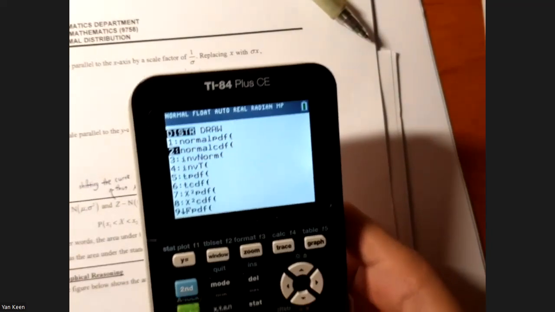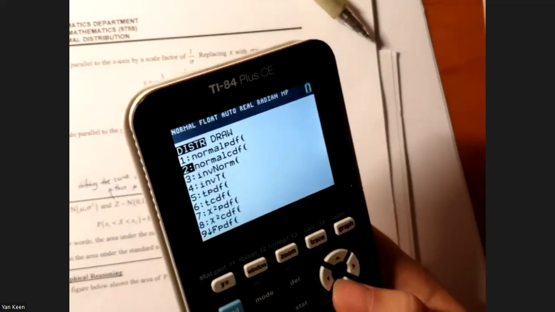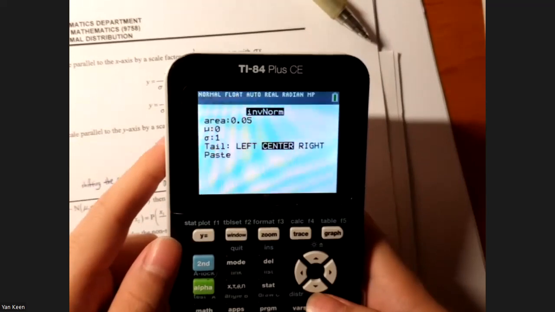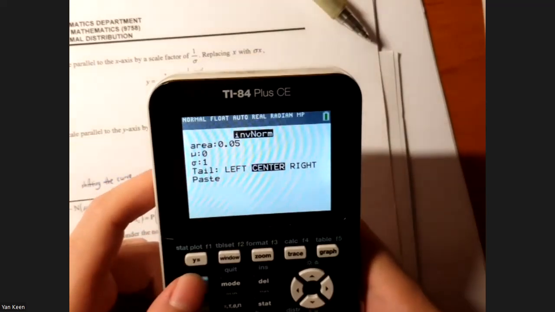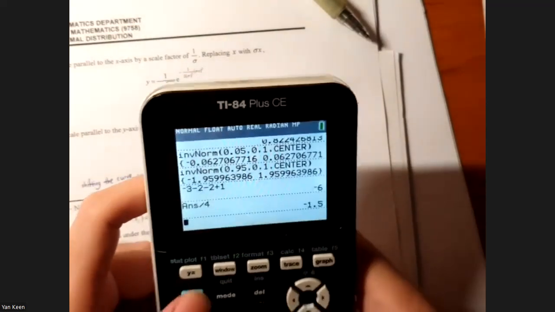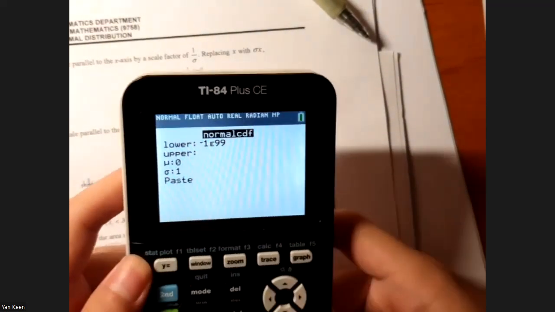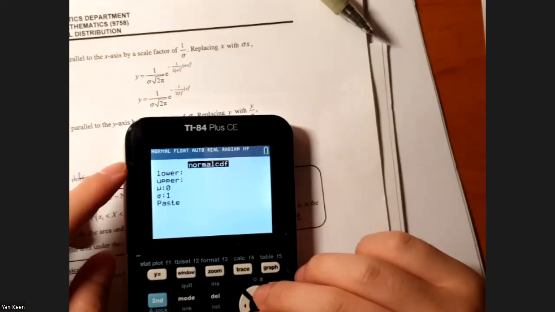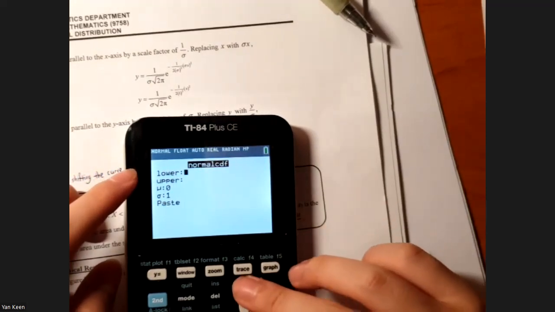So you're going to use inverse norm, I guess? Huh? So I need the... no wait, inverse, isn't it? No, you're not going to use inverse norm because they ask you the area. So you're not going to use inverse norm. What are you going to use? You're going to use norm. Right. So normal CDF. Oh yeah, normal cumulative.